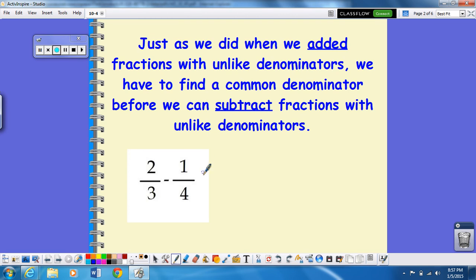The first thing I would need to do is figure out what 3 and 4 both go into. And I like to put it underneath it just because it helps me line things up. Remember, if all else fails, multiply them together. 3 times 4 is 12. I know they're both going to go into 12. So I'm just going to go ahead and make 12 my common denominator.